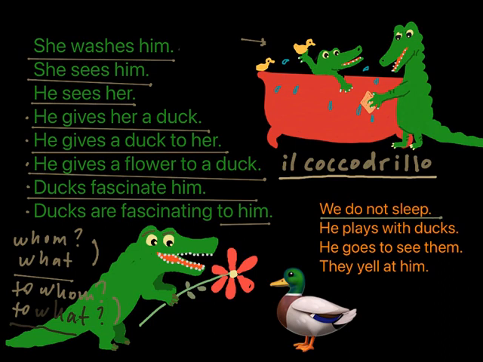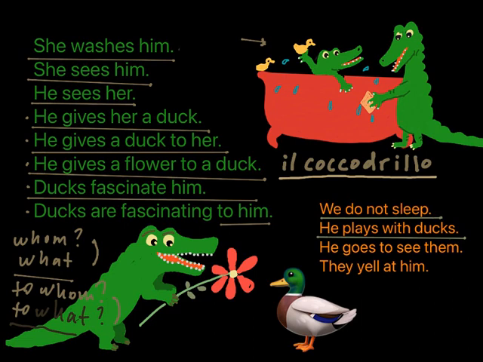A sentence doesn't have to have a direct object or an indirect object. It just has to have the subject. So this sentence has only a subject, and the verb to sleep takes neither a direct nor an indirect object. That's it.